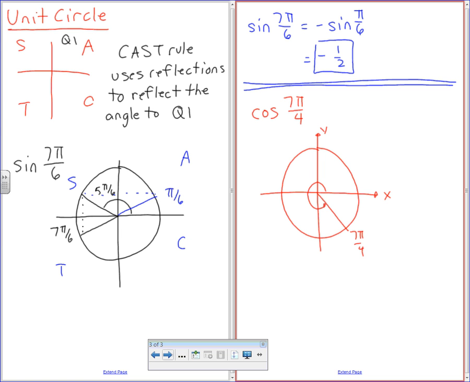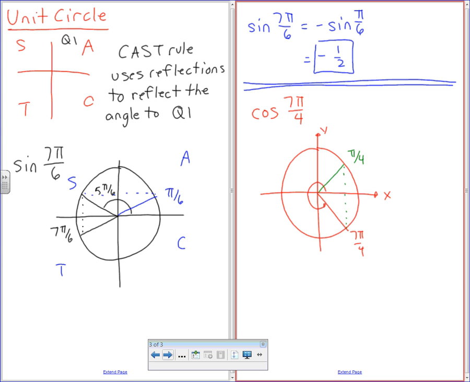Okay, so I want to get that to the first quadrant. How do I get that to the first quadrant? Just flip it up, right? So what I'm going to do then is, I'll do this again. What's the equivalent angle in the first quadrant to that going to be? It's pi over 4, because it's the same distance.